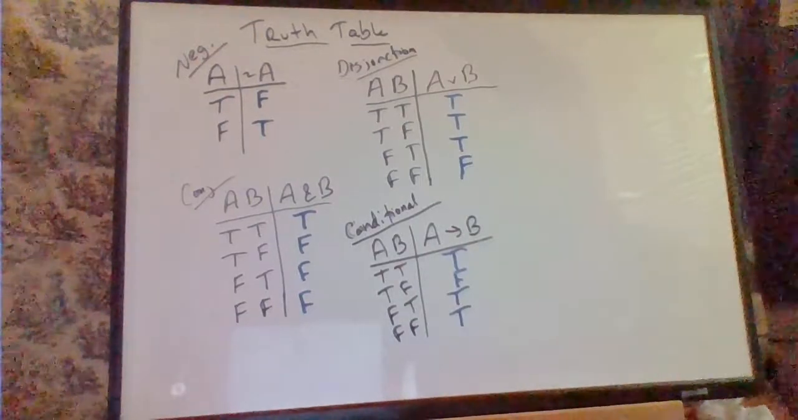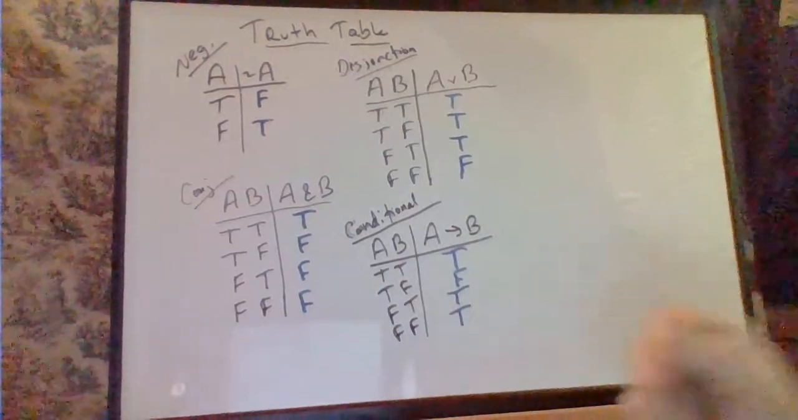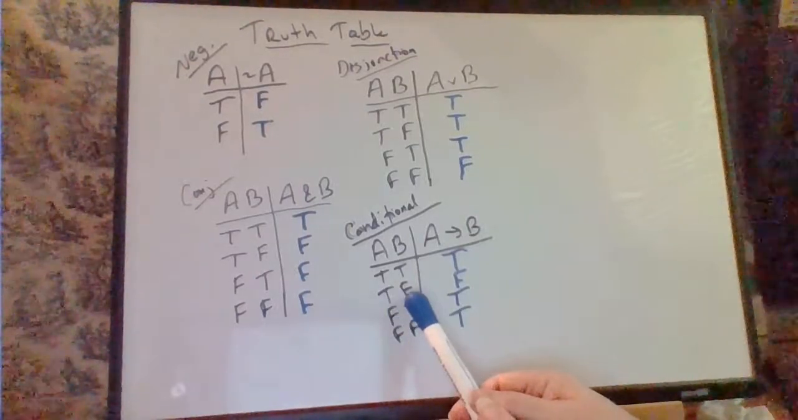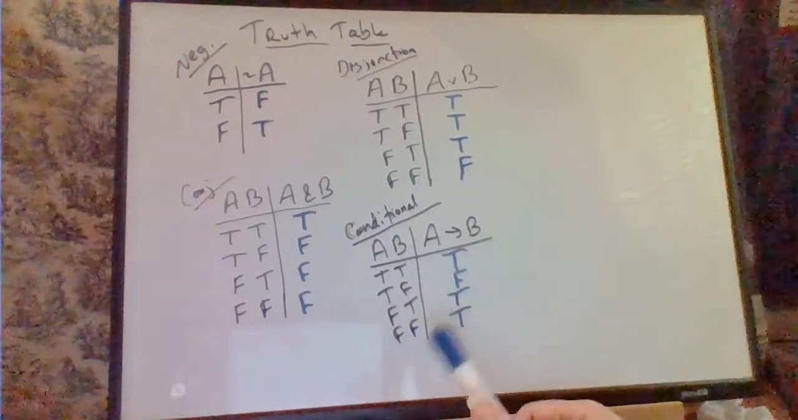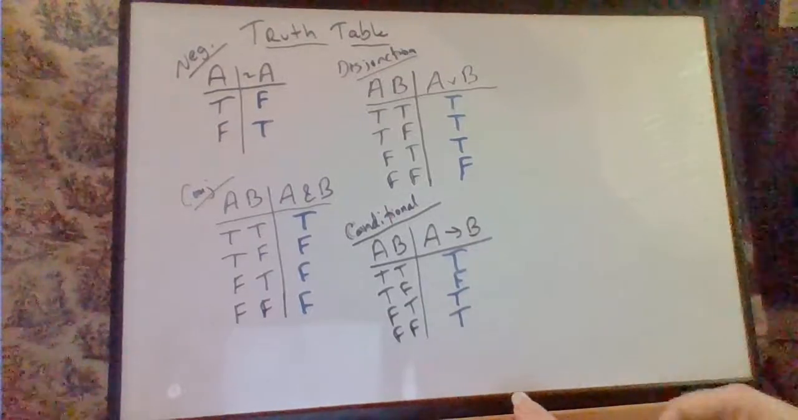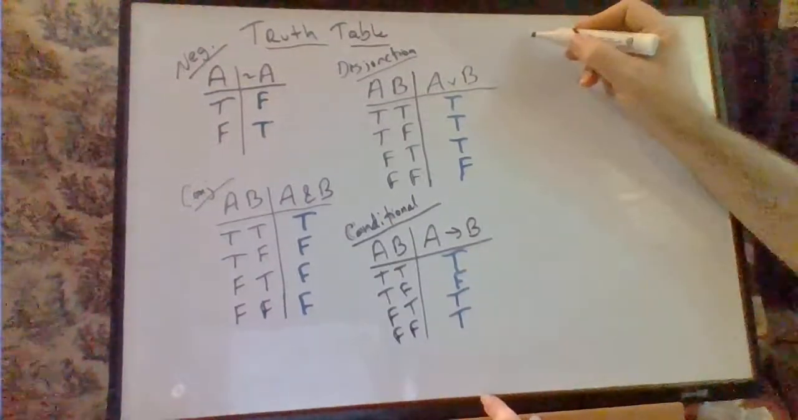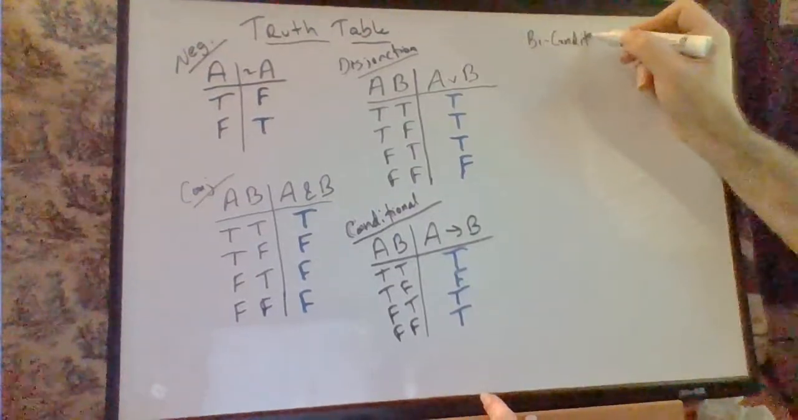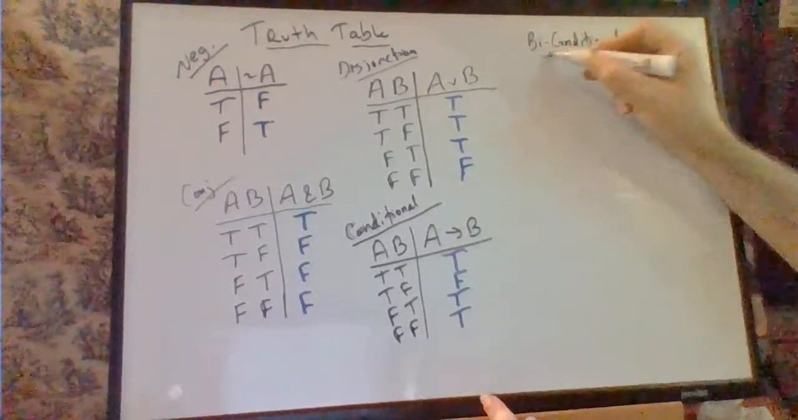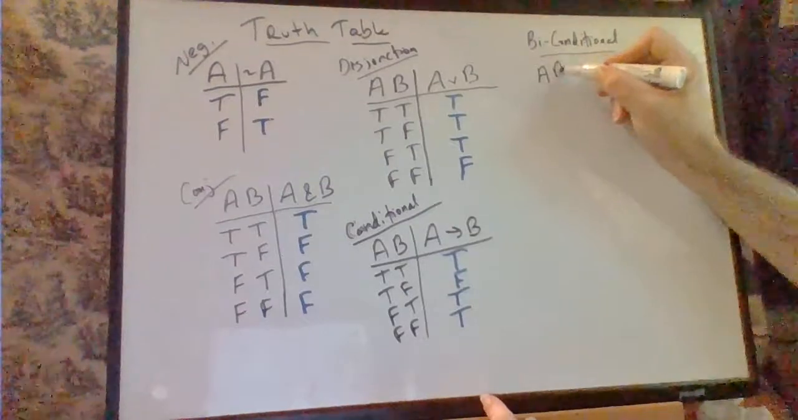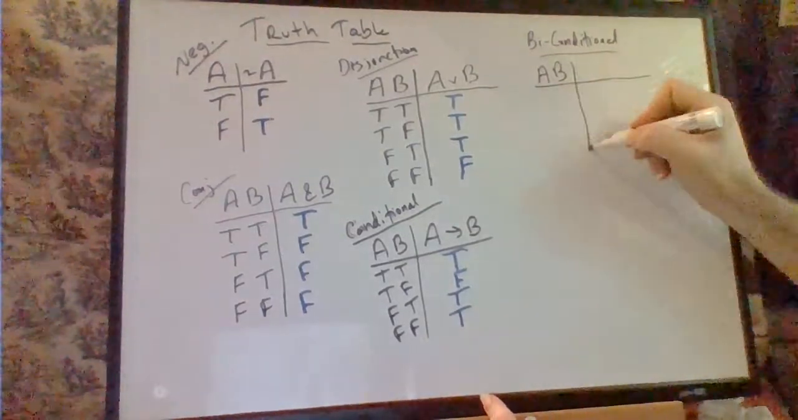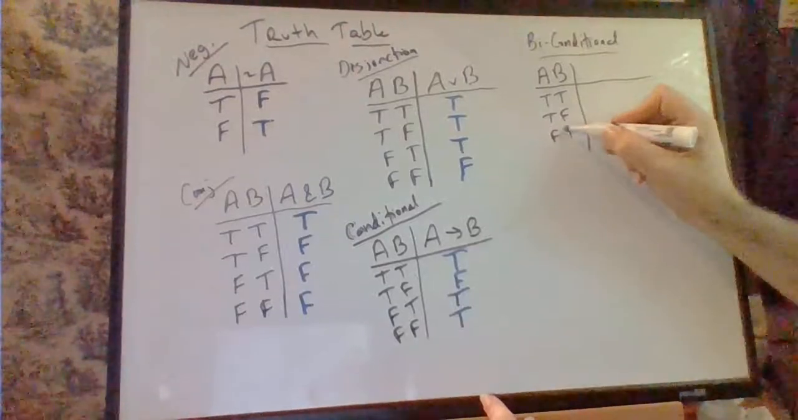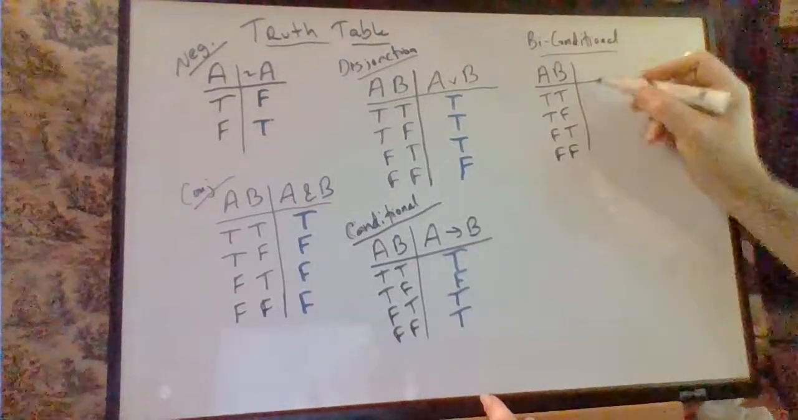So the point is that the only time a conditional statement is ever false is if the antecedent is true and the consequent is false. Any other time, it's going to be true. And finally, I'll go ahead and give you biconditional again, just so that you have all of them. So with a biconditional, again, two things joined together. So true, true, true, false, false, true, false, false.